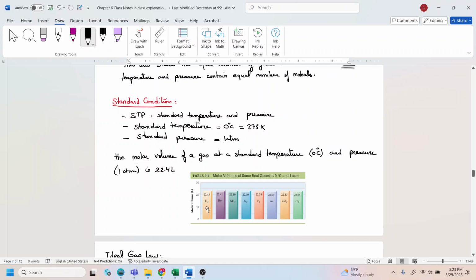So if I'm looking at all of these different gases at the same standard temperature and pressure, at 0 degrees Celsius and 1 atmosphere, all of these gases have a molar volume, a volume of 1 mole, that corresponds to 22.4 liters, and they contain the same number of molecules.